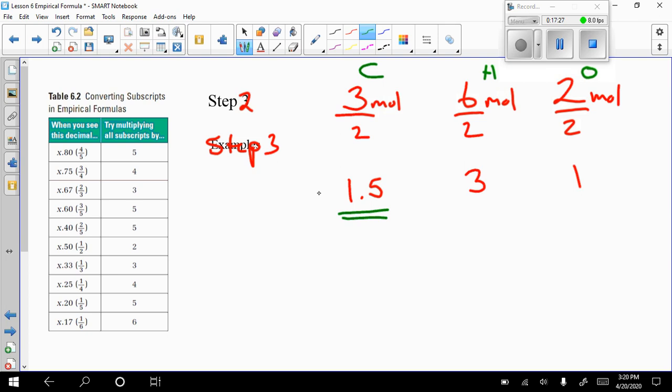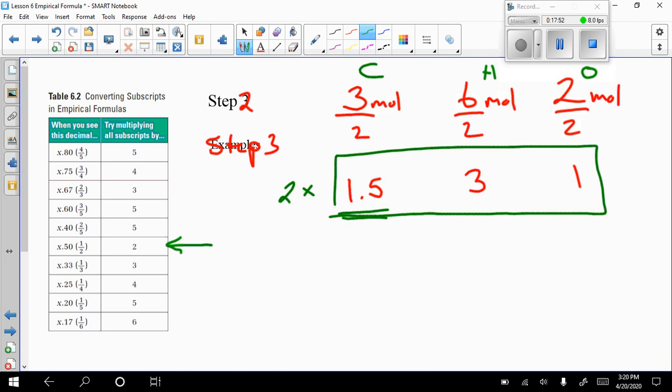So what you do is look at this table to your left and use that to get it closer to a whole number. Watch this. If your decimal is 0.5, you would multiply it by 2, but you've got to multiply everything by 2. You would do 2 times all of these numbers, and that gives you 3, 6, and 2. And so your empirical formula is C3H6O2. Okay, so that's what they mean.